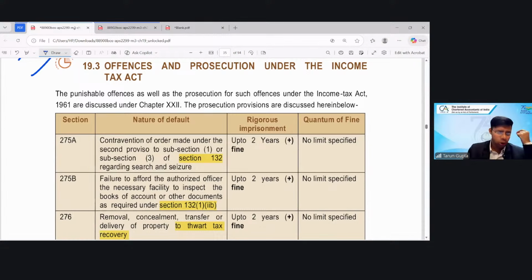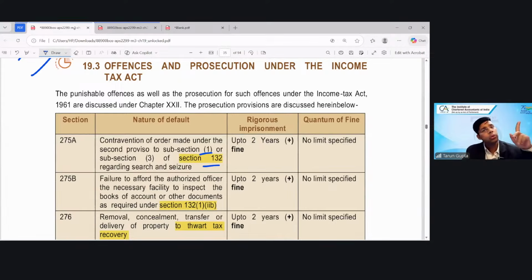So section 275A provides prosecution in case of contravention of an order made under section 132(1) or 132(3). So 132(1), if you remember, is a deemed seizure. If any assets or other valuable article cannot be seized because of WDV, if you remember, weight, dangerous nature, or volume, then the AO may pass a deemed seizure order.